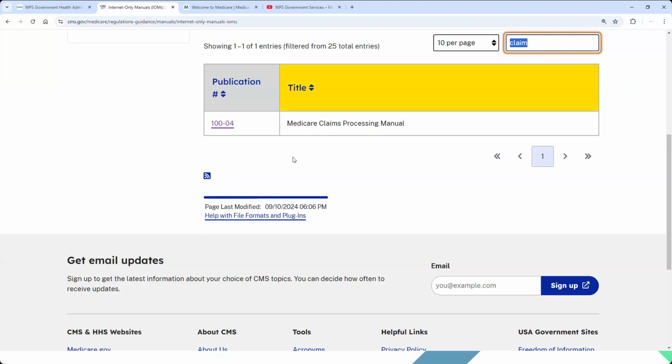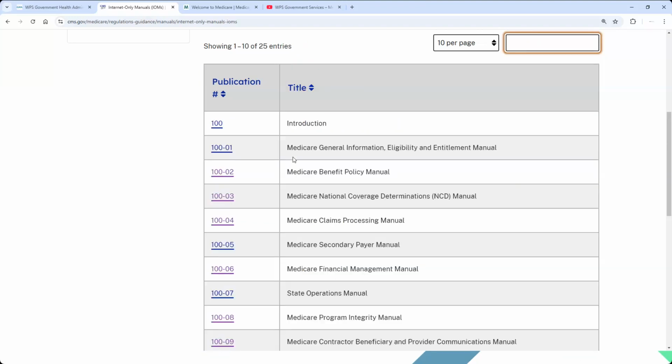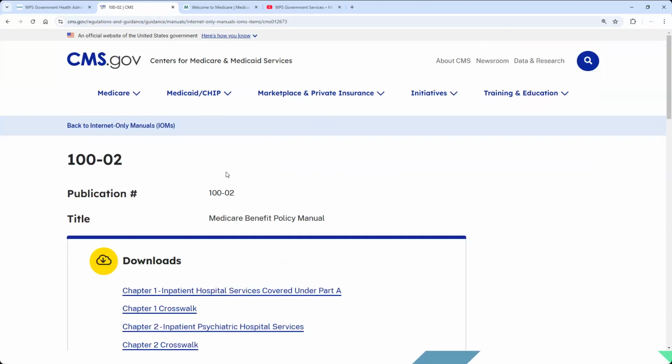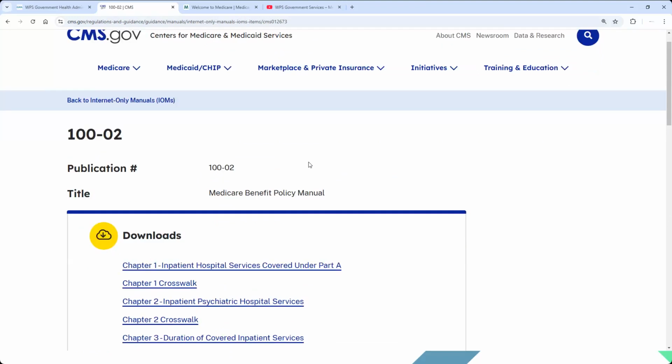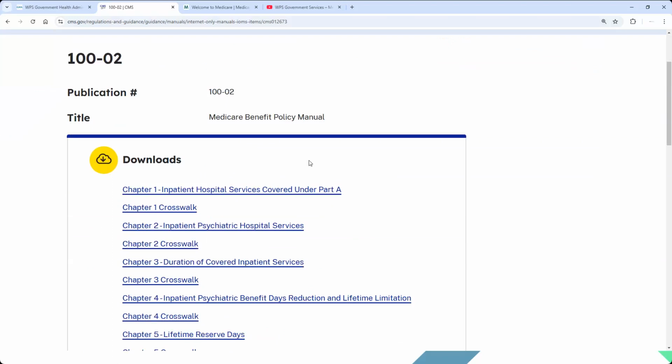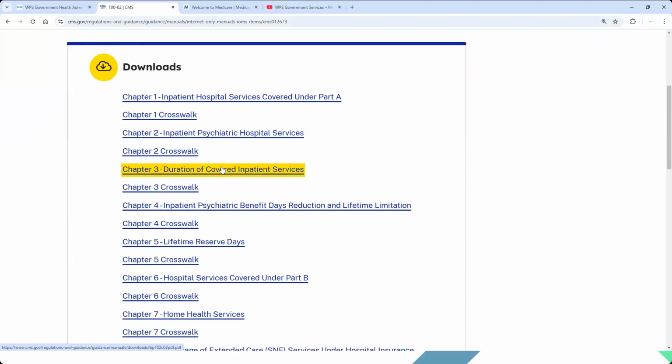Let's take a look at a couple of these to kind of help explain a little bit further. I do want to take a look at the 100-02, which is a publication number, and it's the Medicare Benefit Policy Manual. Now, the reason that I choose this one, a lot of people ask about things that are covered or not covered, or items like that. So what I like to do in particular is to kind of just show people, this manual is broken out by various portions of Medicare benefits. Whether it's a Part A or B benefit, it doesn't matter. And it kind of walks you through all the information.